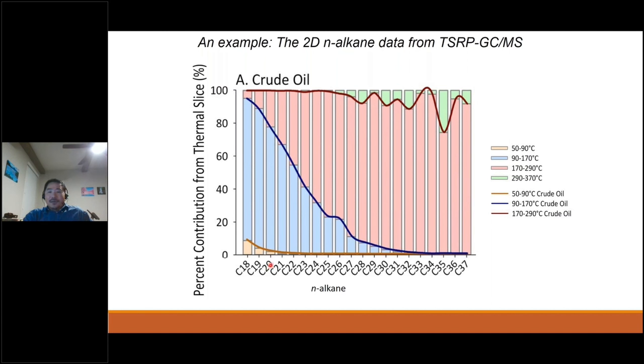But when you go to the right and increase the carbon chain, certainly you need a higher temperature for them to become more volatile. For C37, for example, you really need this high temperature, 170 to 90 degrees. This has to be consistent, as expected, with their boiling points. So it really depends on the carbon chain. So how do we deal with this data? This is a crude oil.